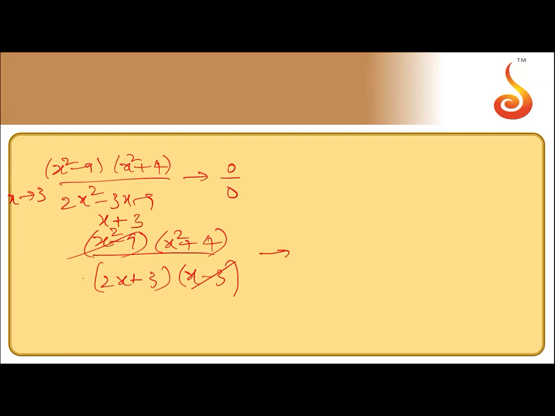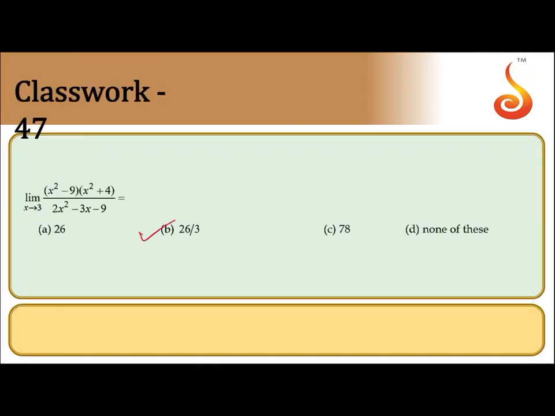Now when you substitute x equals 3, 3 plus 3 is 6 multiplied by 9 plus 4, 13, divided by 6 plus 3, 9. Simplifying, we will be getting 26 by 3. So the answer is equal to 26 by 3.